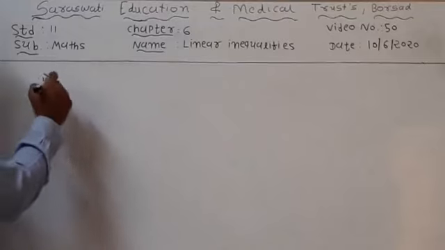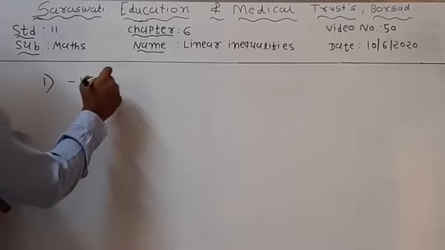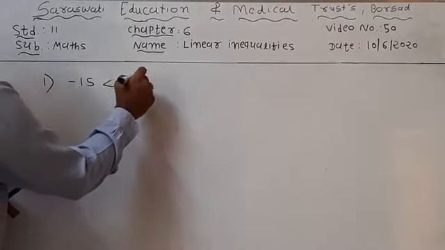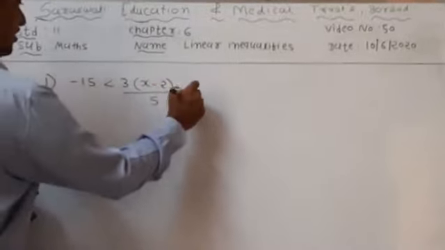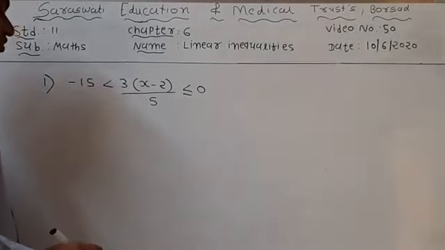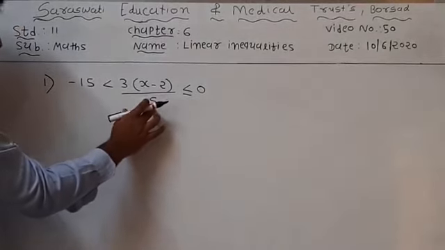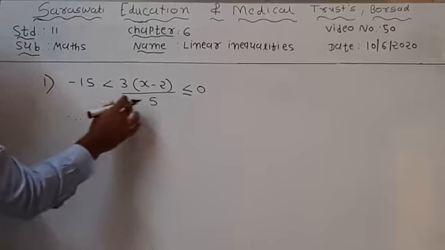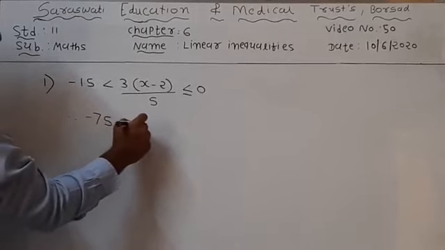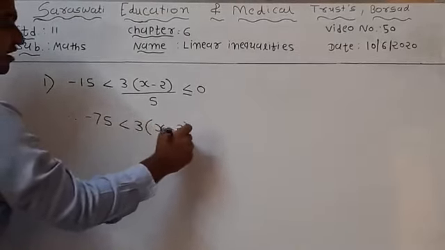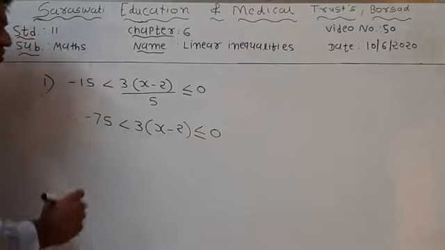Now discuss. Solve the following inequality: minus 15 less than 3 into bracket x minus 2 upon 5 less than or equal to 0. So first of all, in the denominator the term 5 is present, so remove this 5. So 5 into minus 15, that means minus 75, less than 3 into bracket x minus 2, less than or equal to 5 into 0, that means 0.